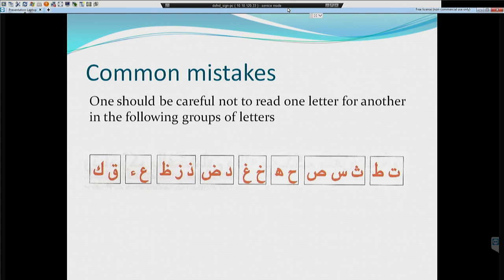Ghain, what was the easier way to say this? It's the gargling sound. When we're gargling water in our mouth, we're making the ghain sound, whether unconsciously or consciously. But when you actually make the sound with the voice box, this becomes gha. And then there's dal and dad. Anyone remember the makhraj of dad?